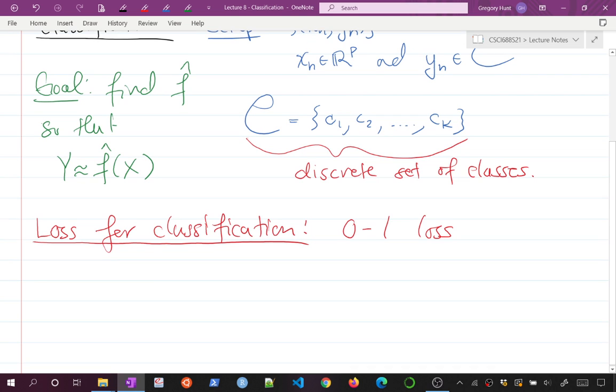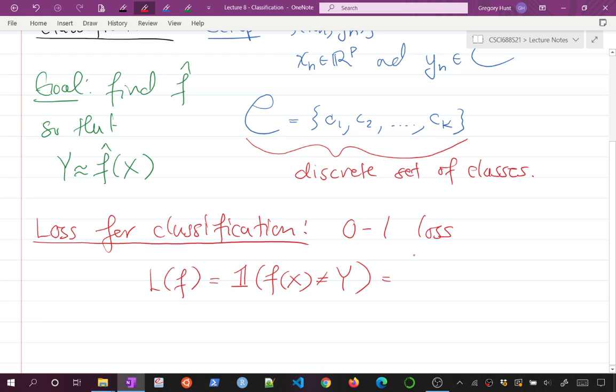And the 0-1 loss says that for a candidate f, L of f is going to be the indicator that f of x is not equal to y. So ideally, f of x is equal to y. Our loss is going to be when you incur a loss when something bad happens. That is when we predict incorrectly.